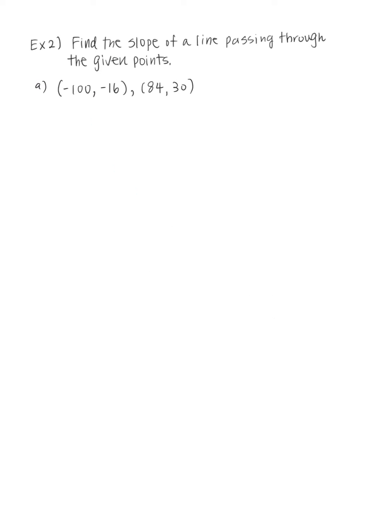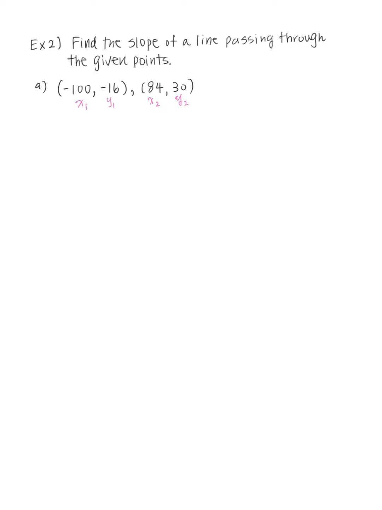Example 2, find the slope of a line passing through the given points. The first point given is (negative 100, negative 16), and the other one is (84, 30). It does not matter which one you call x1 and y1, but just be consistent about it. So just so that we all do it the same way, let me call negative 100 x1, and then y1 is negative 16, and then this one becomes x2, and 30 becomes y2.